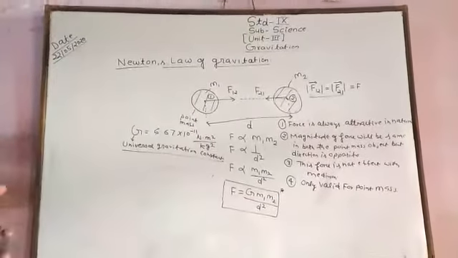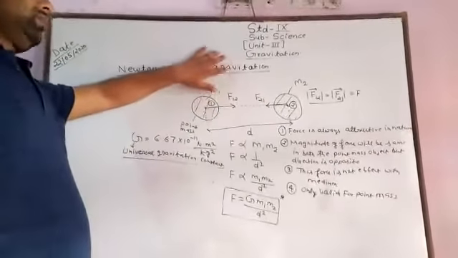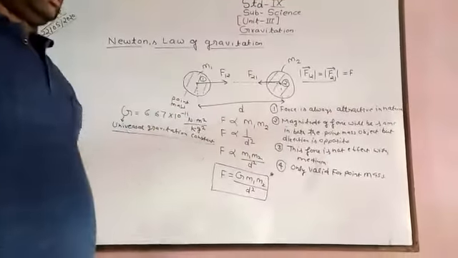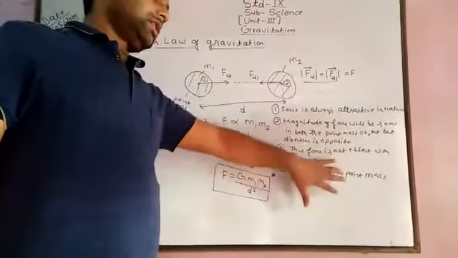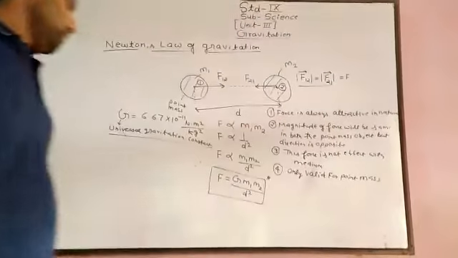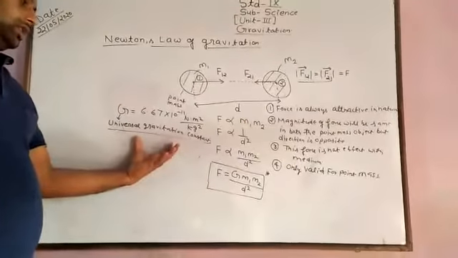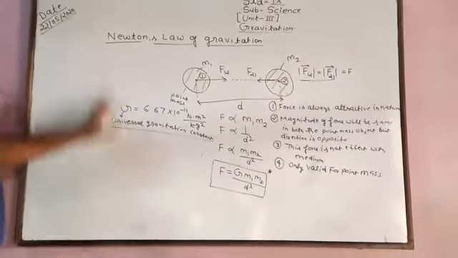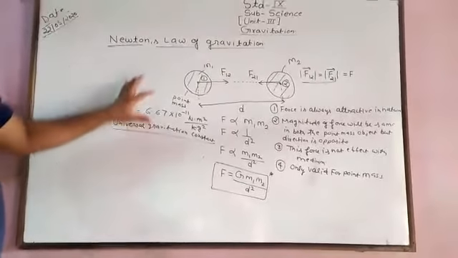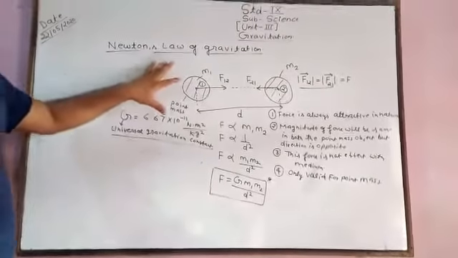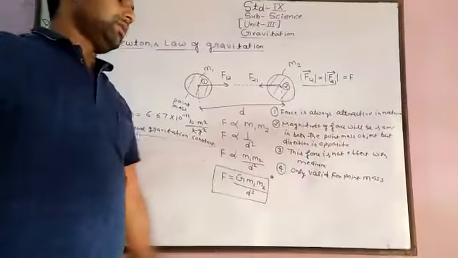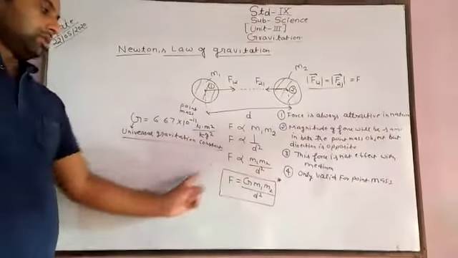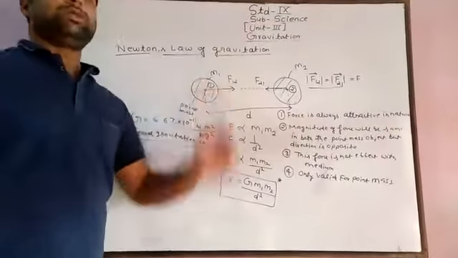Here the homework is that you have to remember Newton's law of gravitation and write its formula. After that, write its basic properties which are important for us, and write the value of capital G. This is called the universal gravitational constant, and its value is this. This is the whole law of gravitation. So you have to remember and write the basic formula, and also the basic features related to the universal gravitational constant.